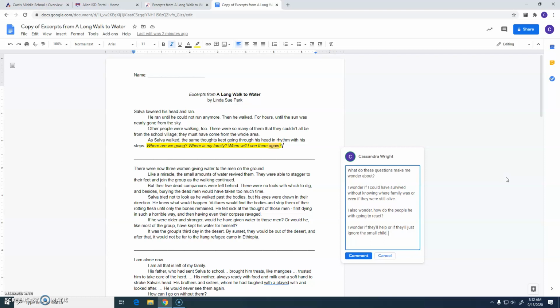So let's read on. We're going to skip ahead in the story to a point where Salva, who has been on his own for a while, finds a small group of people who are also trying to survive.